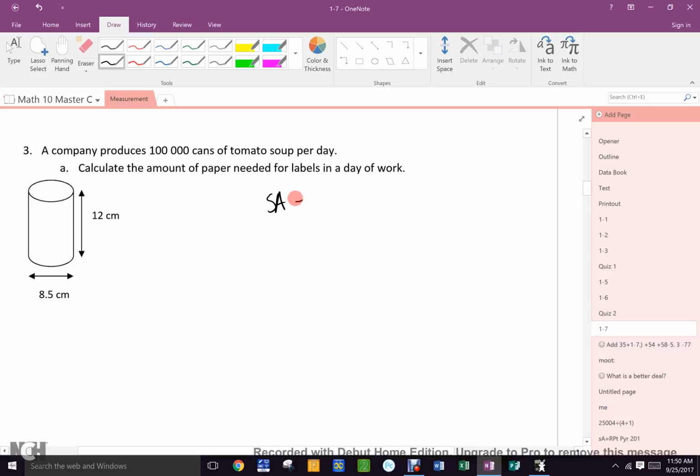Of course, the point of this question is to remind you that the surface area of a cylinder is super easy, 2 pi r squared plus 2 pi rh. But if you did that, you of course got the answer wrong because there's no paper on the top or the bottom. So you just needed the 2 pi r squared and the 2 pi rh. And then of course you took that number and multiplied it by 100,000 to find out how much paper gets used in the day at the factory.